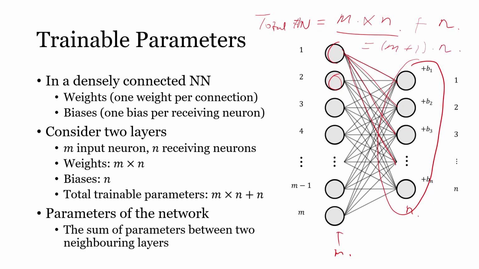Okay, so this is how you calculate the total number of trainable parameters for a feed-forward fully connected neural network. Now, this only works for this type of neural network because it's fully connected. And if you try to work on, say, the convolutional layer, then the calculation is different from this. Okay.